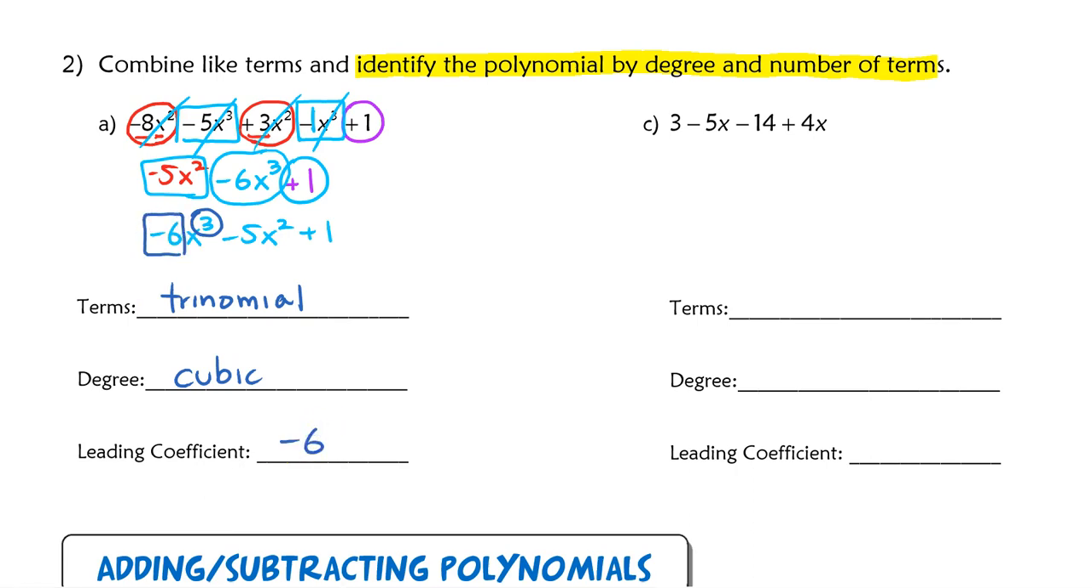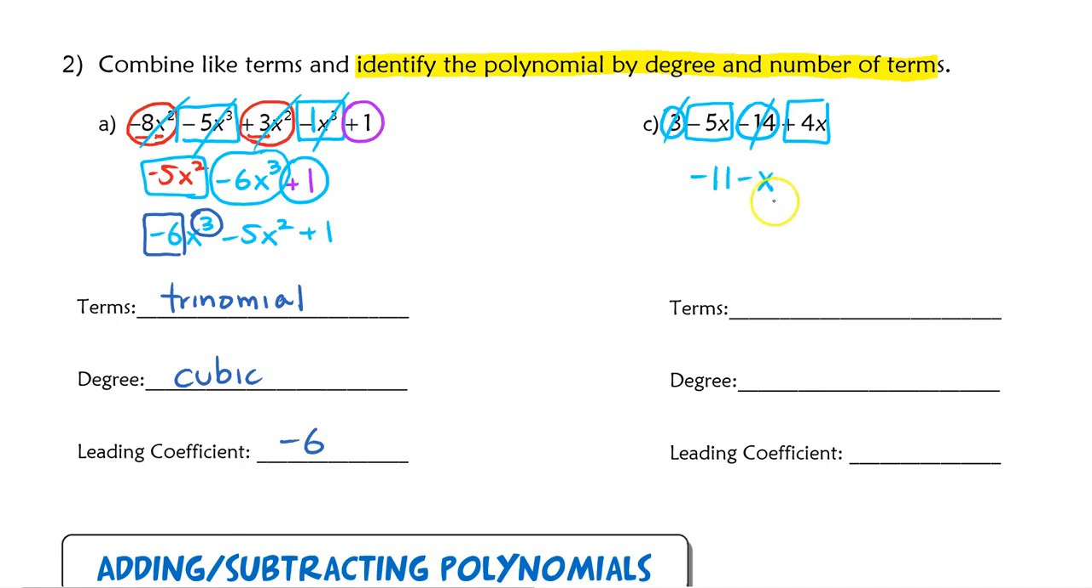Alright, now in the next example here, again I'm going to go through and just look for like terms. So I start with this 3 here, and I notice that there's another constant, negative 14. So I type in my calculator 3 minus 14 to get negative 11. Cross them off as I go. And then the next terms, negative 5x and positive 4x, would give me a negative 1 when I type that in my calculator. So I'm going to write that as negative 1x. And I can leave off the 1. Either way is okay.